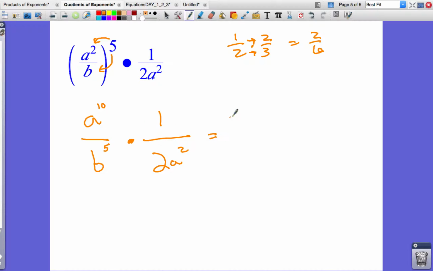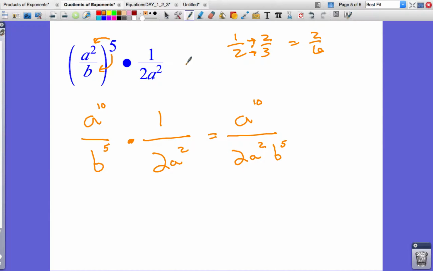A to the 10th power times 1 is just a to the 10th power. Now I have b to the 5th times 2 times a to the 2nd power. So that's still going to be a 2a squared. And this is all being multiplied by b to the 5th power.